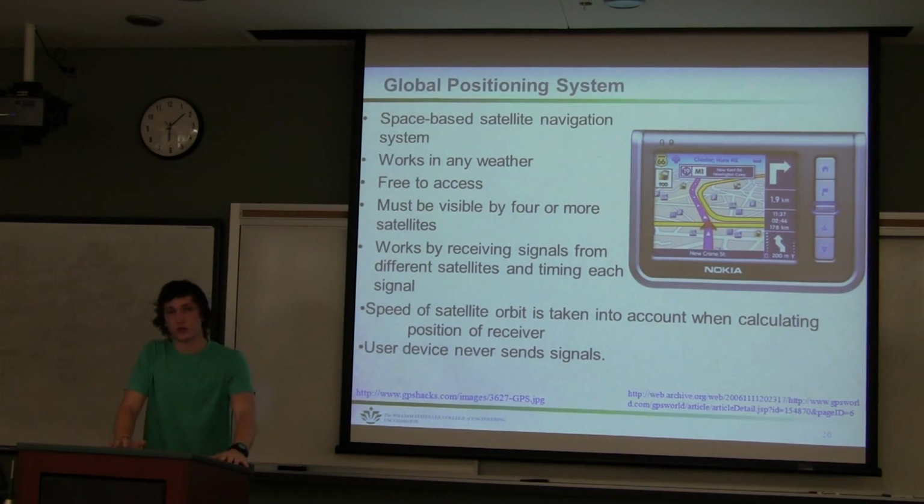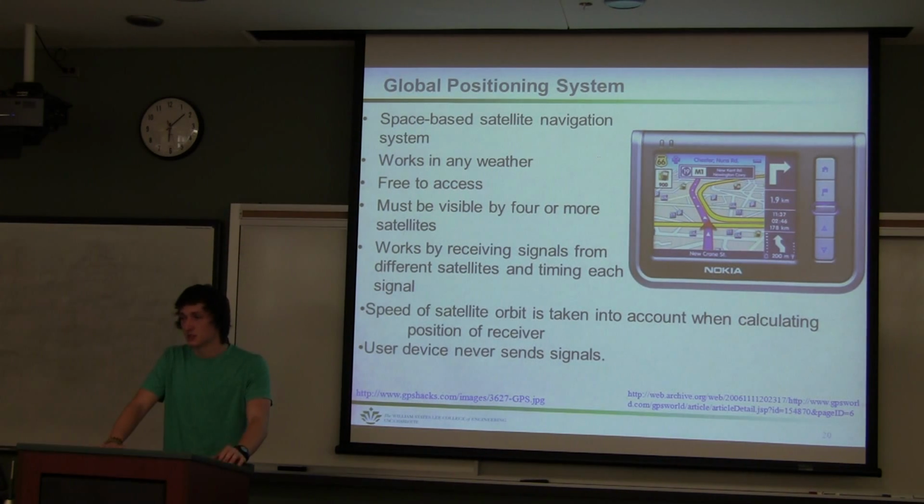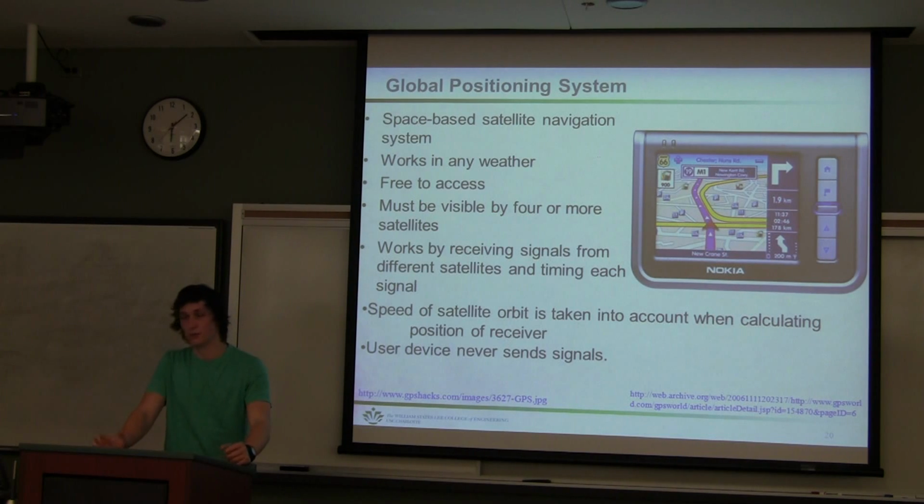The topic I chose was GPS, or Global Positioning System. This is a space-based satellite navigation system. It works in any weather, which is slightly different than some satellite systems. But it must be visible by at least 4 satellites, and this is due to the 3 dimensions of Earth plus latitude and or longitude. It's free to access as long as you have a GPS receiver device.